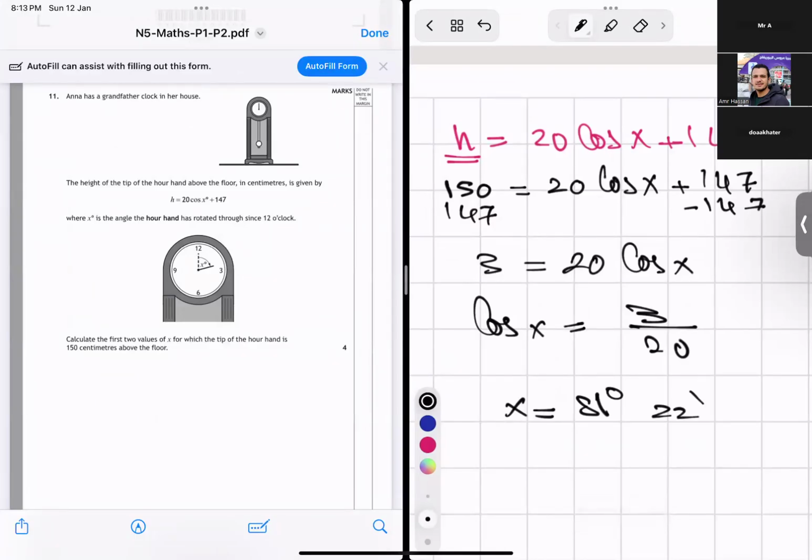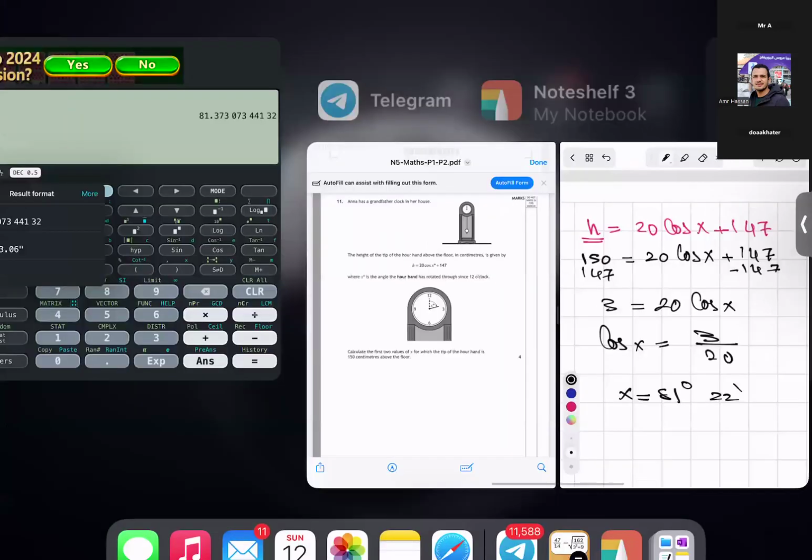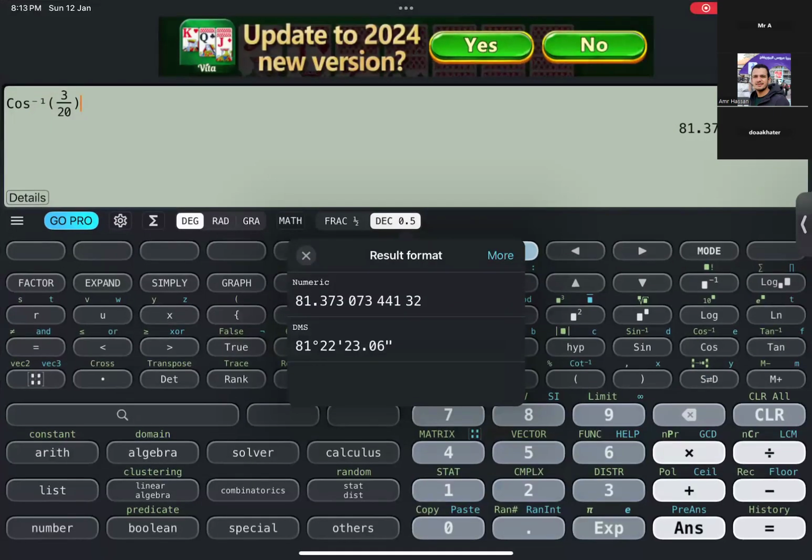Is it clear for you? 22 minutes. Yeah. How do you know it's 22 minutes? If you want to keep it in decimal, that's okay. But we always use degree, minute, and second. But I don't care. You could keep it just like this. I know, but where did you get 22 from? Look at that, the decimal place. Yeah. Never mind. Okay.